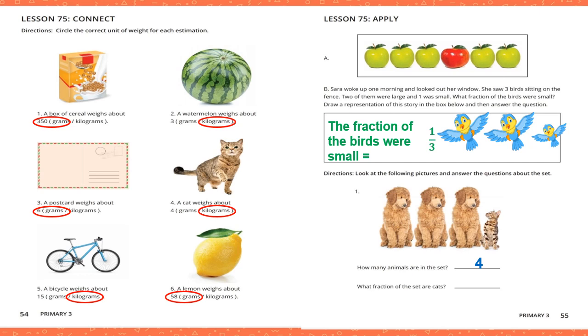What fraction of the set are cats? How many cats here? Only one. One out of what? Out of 4. We write in the numerator only cats, which is 1. And in the denominator, we write all animals, cats and any animal different than cats. So the total will be 4. So the fraction is a quarter, 1 over 4.